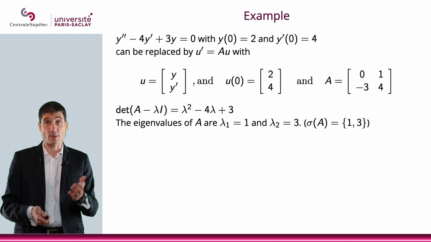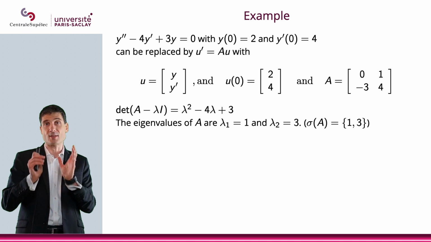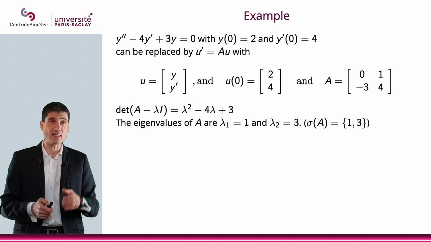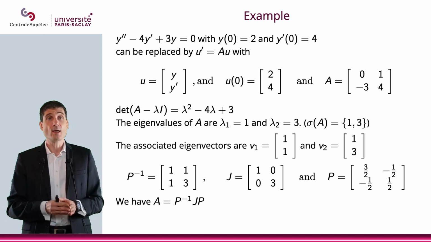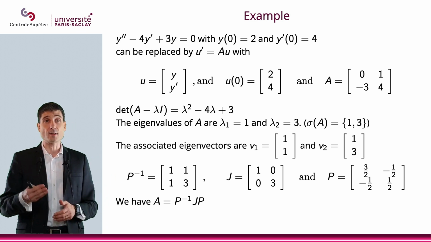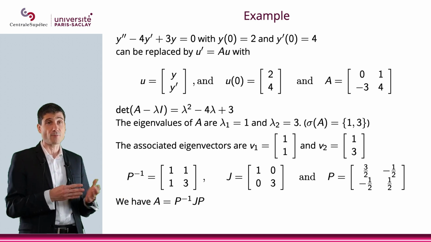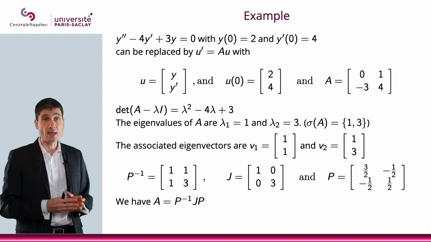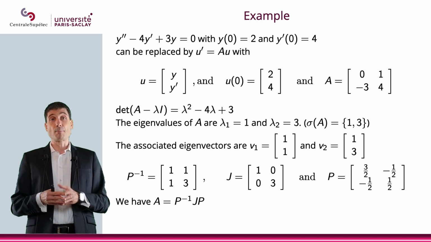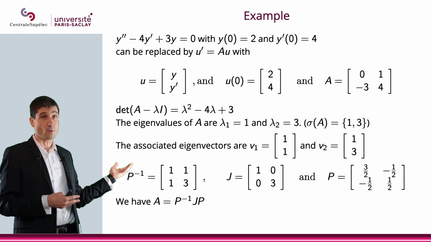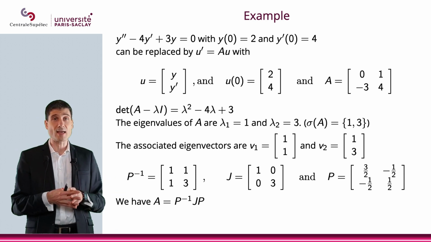Obviously, this matrix A can actually be put in diagonal form, so it's even better than just a Jordan form, because at this point the nilpotent part N is equal to 0, so it's even easier. Now, the associated eigenvectors will be v1 and v2: (1, 1) for v1 and (1, 3) for v2. So the inverse of matrix P will be [1, 1; 1, 3]. J, which will simply be a diagonal matrix, will be [1, 0; 0, 3]. And P will be the inverse of [1, 1; 1, 3]. So that's basically [3/2, -1/2; -1/2, 1/2].